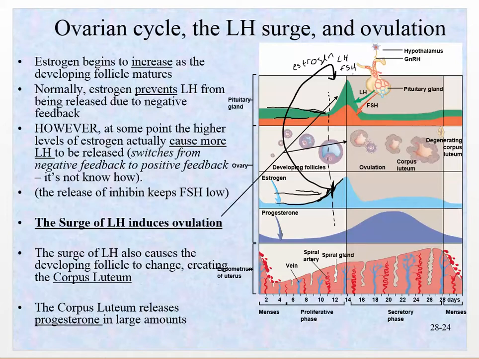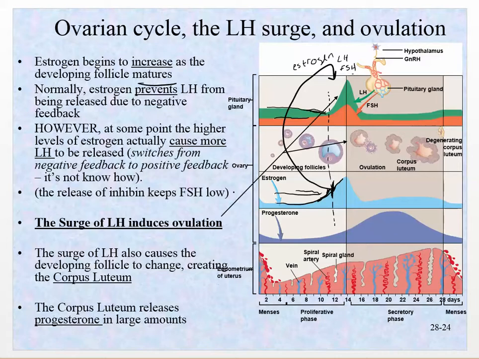So estrogen begins to increase as a developing follicle matures. Normally, estrogen prevents LH from being released due to negative feedback, and at some point, the higher levels of estrogen actually cause more LH to be released. And so this is a switch. We call this a switch from negative feedback to positive feedback. And you have the surge of luteinizing hormone.